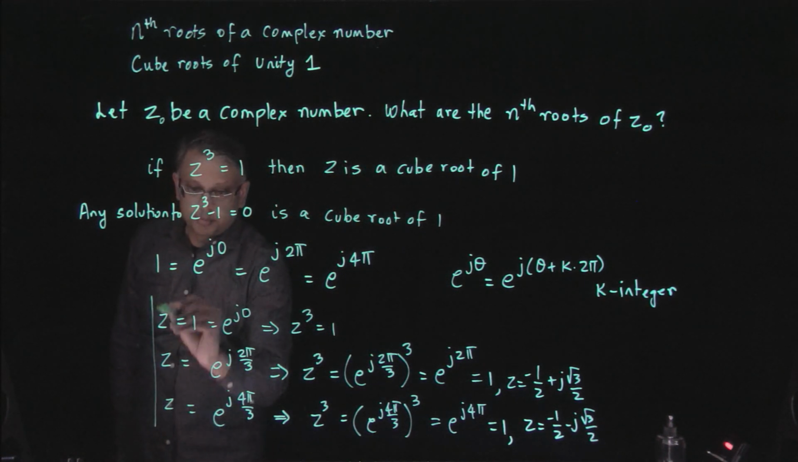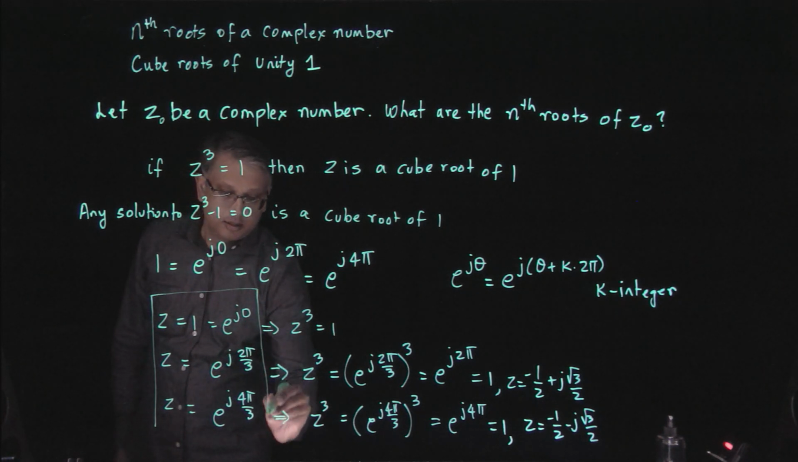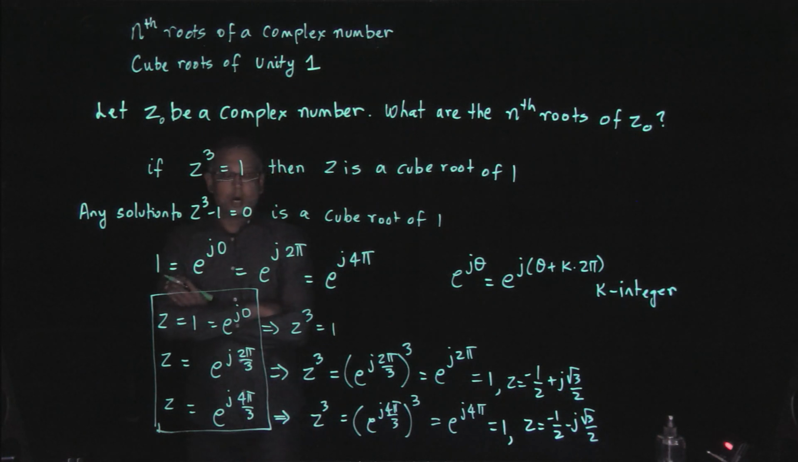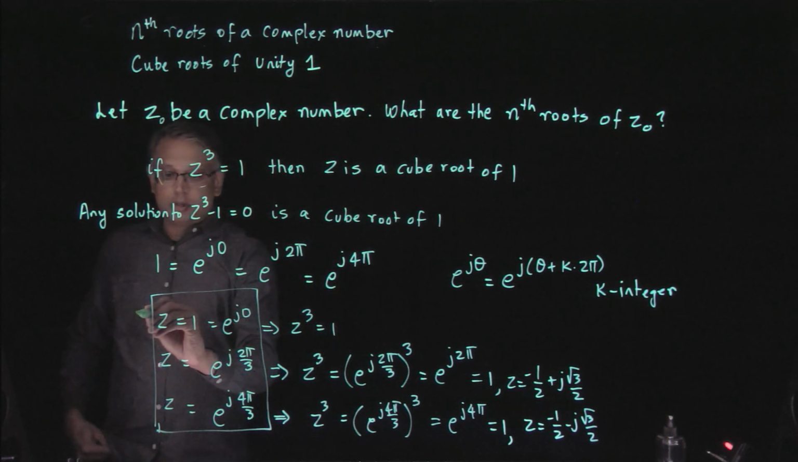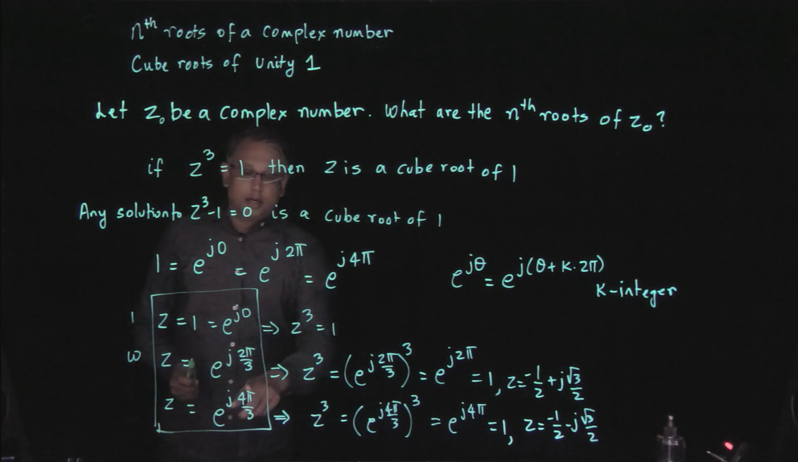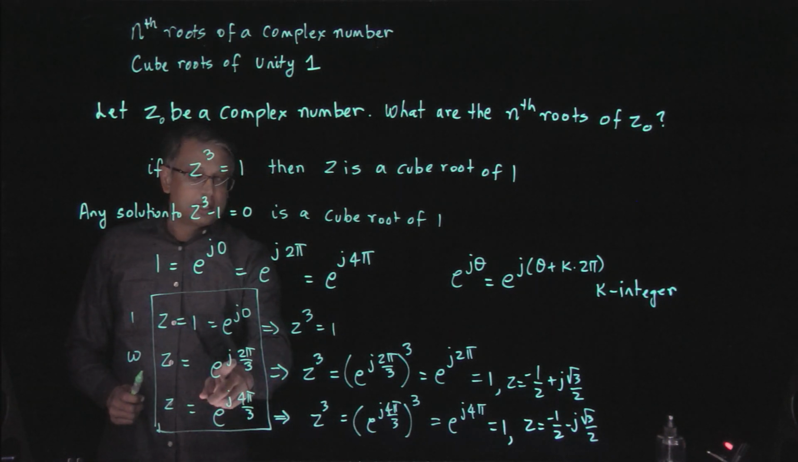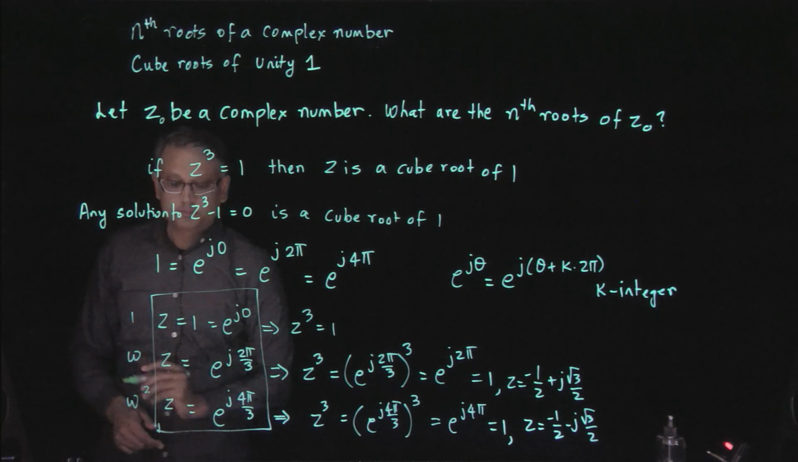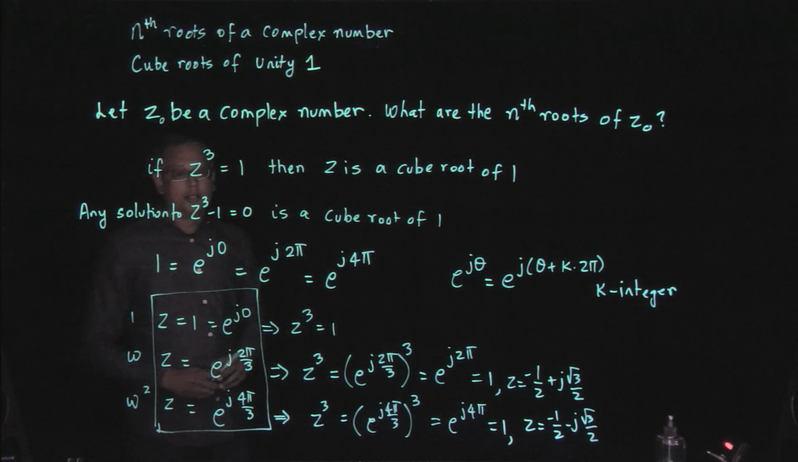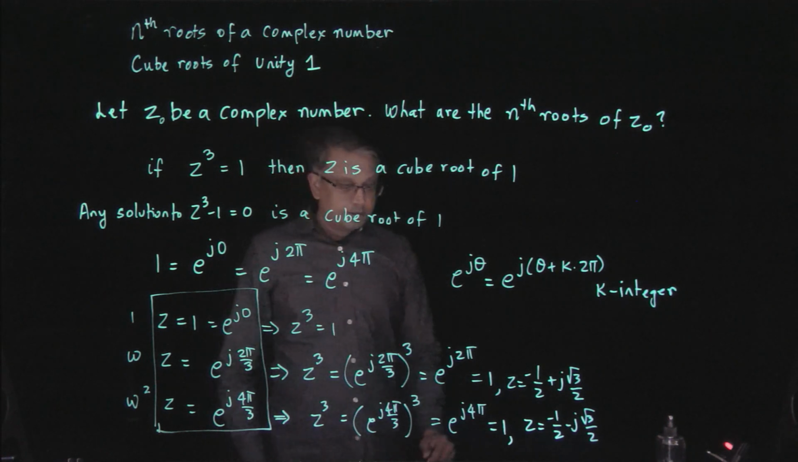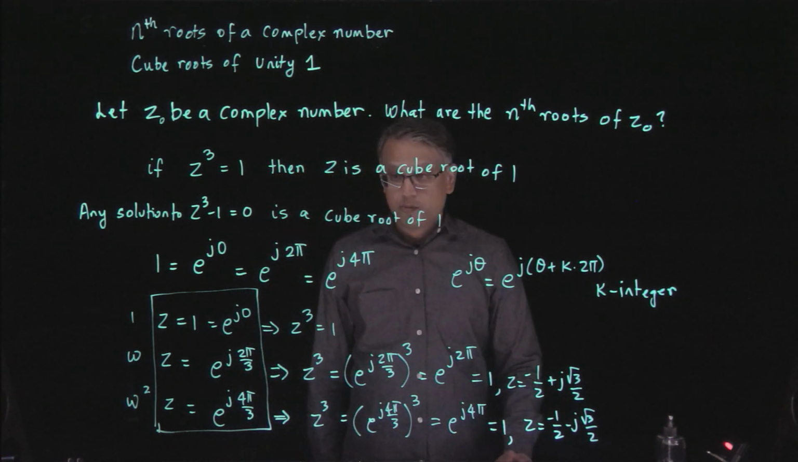But these three numbers are cube roots of 1. Now, it's common to write them as 1. You write this as omega, and you notice that the third root is actually the square of the second root. So this is omega squared. And you can write them as 1, omega and omega squared. And these are the 3 cube roots of 1.